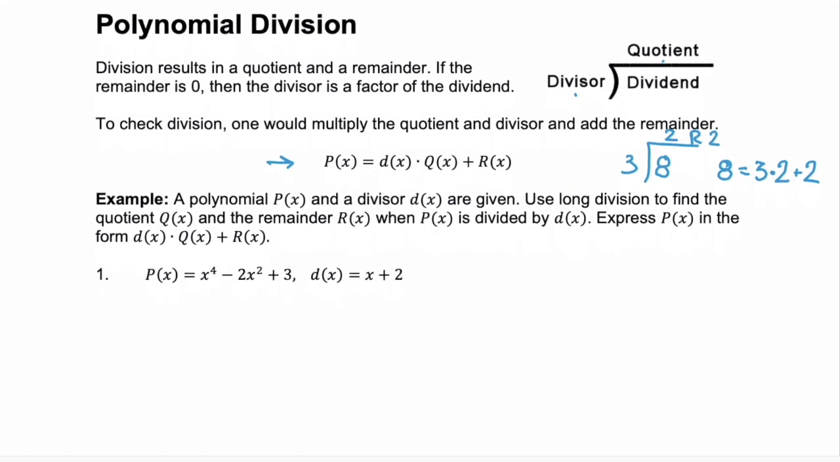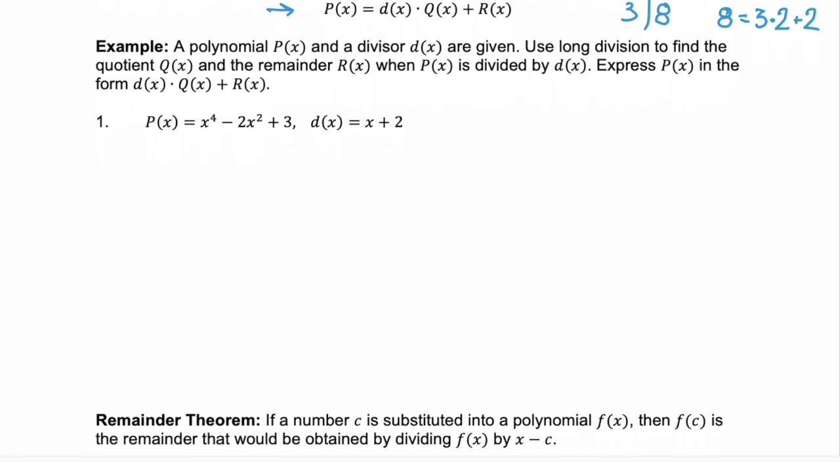Now, let's look at an example where we're going to divide this given polynomial by a given divisor, x plus 2. And let's see what that looks like. Now, the first tip that I have to give you is pay attention to each of your terms. When you're doing division, you have to have a placeholder for every term. So I like to rewrite my polynomials, making sure that I have a placeholder for every one.